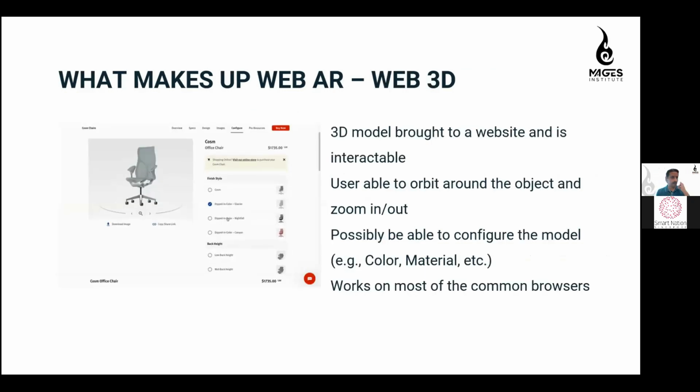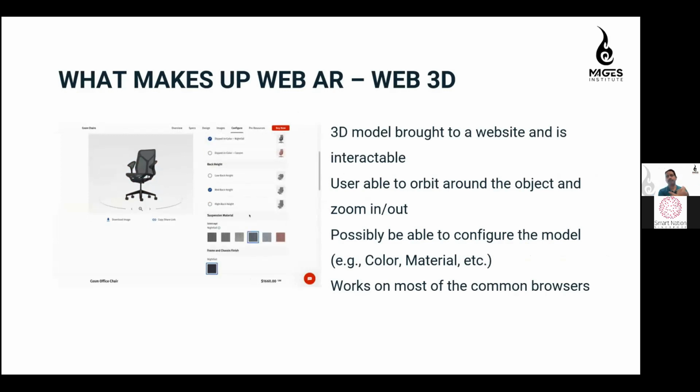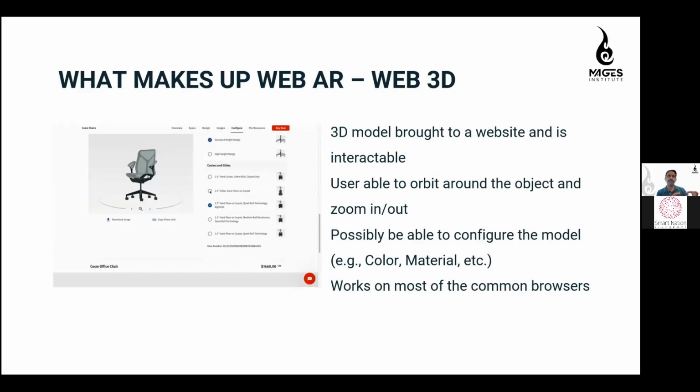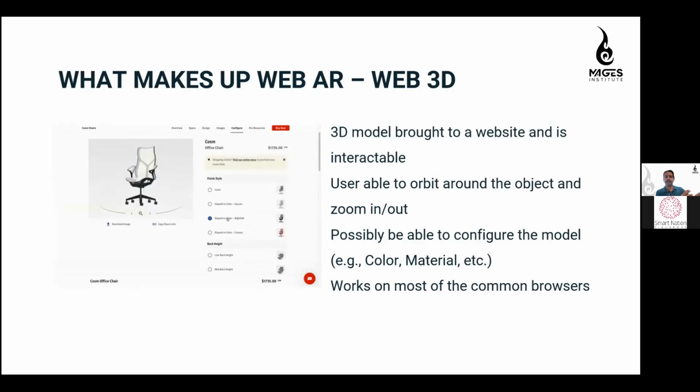Okay, so when we look into the web 3D side of it, why do people do web 3D? One is you can see the model from different perspectives, from different angles. Second, you can configure the 3D side of it. Oh, I can have blue color. Can I have red color? Can I see it with arms? Can I see it without arms? These are the ways in which you are able to customize or configure your product to see what it looks like.